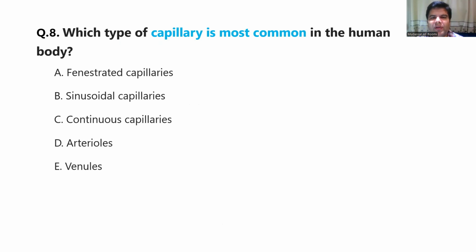Next question is which type of capillary is most common in the human body? And the options are fenestrated capillary, sinusoidal capillary, continuous capillary, arterioles, and venules. And the answer is, most common capillary in human body is continuous capillary. Continuous capillaries are present in our brain, skin, connective tissue, muscles. These are least permeable as compared to other types of capillaries, and they are most common in our body.